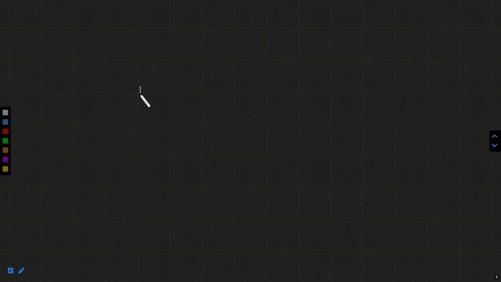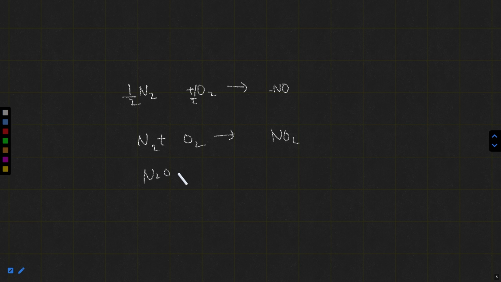So let us take the reaction of nitrogen and oxygen. Nitrogen and oxygen can react to give NO, or it can react to give NO2 also. They can react to give N2O also. There are more examples, like N2O5 or N2O2, but we'll not talk about those. So let us talk about these three. This is N2O.